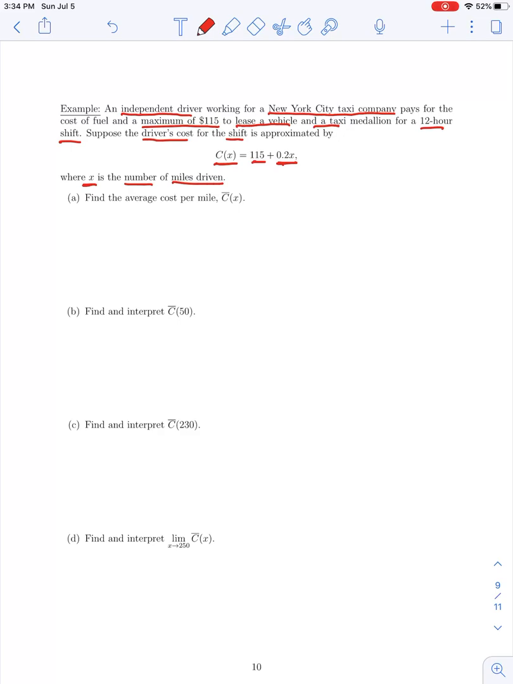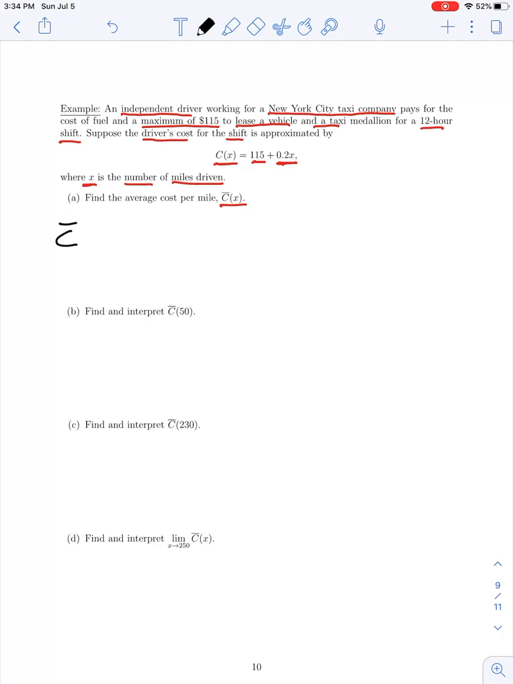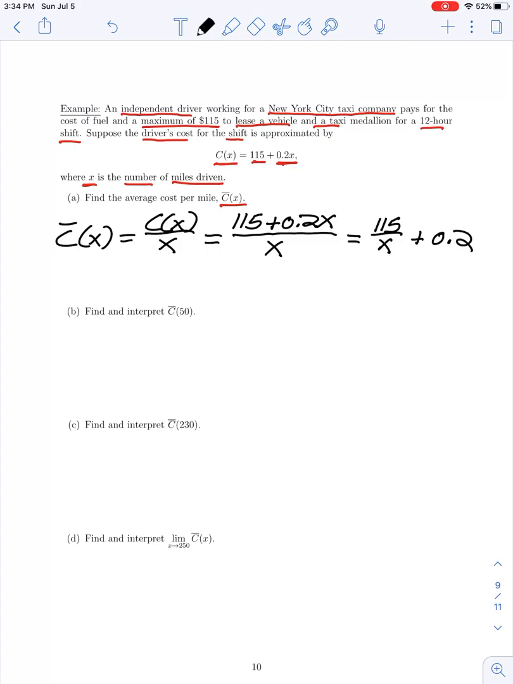So in part A, we're asked to find the average cost per mile, that is c bar of x. Recall that the average cost, c bar of x, is found by taking the cost function c of x and dividing by x. So we have (115 plus 0.2x) all over x, which can be simplified as 115 divided by x plus 0.2. So this would be our average cost per mile.